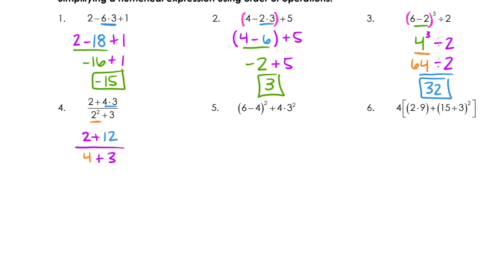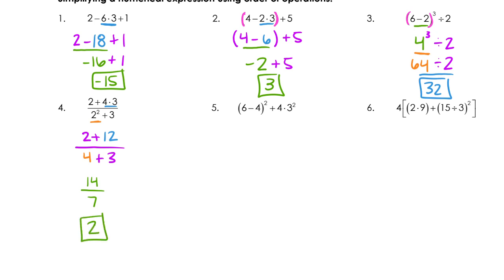2 plus 12 is 14. And then on the bottom, we have 4 plus 3, which would give us 7. And then you see now that we have one number on the top and one number on the bottom, we can go ahead and divide. 14 divided by 7 does actually divide very nicely. We end up with a final answer of 2.